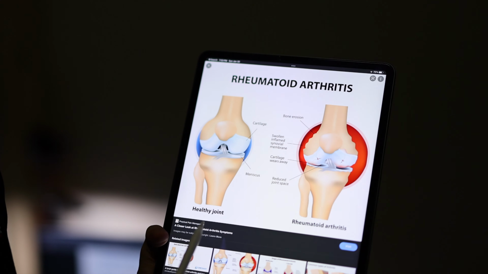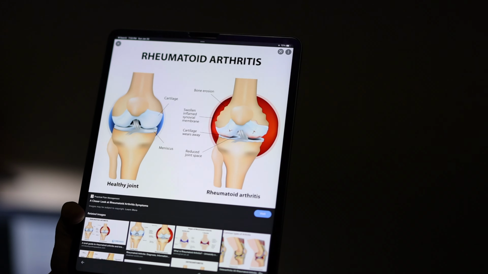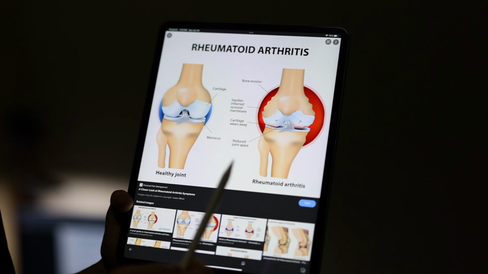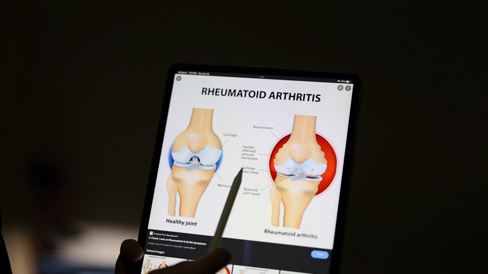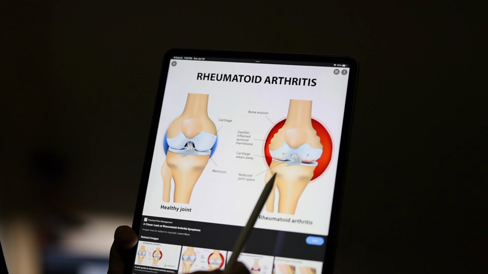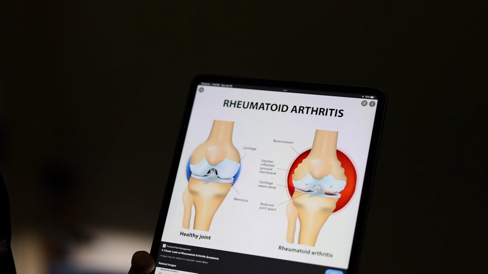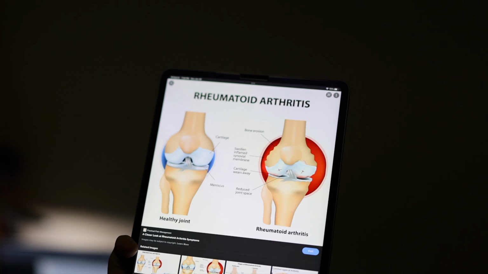Here, we have an example of a healthy joint, with the cartilage and the meniscus, which is where RA usually targets. After rheumatoid arthritis is developed in your joints, it causes bone erosion, a swollen inflamed synovial membrane, and cartilage that wears away. It also then causes reduced joint space. And all these symptoms together cause extreme discomfort in the patient.